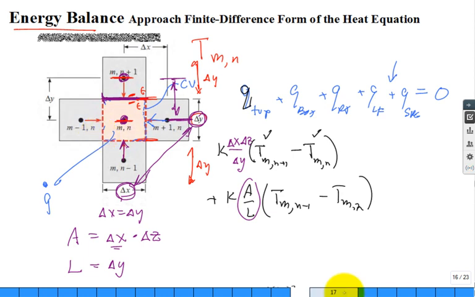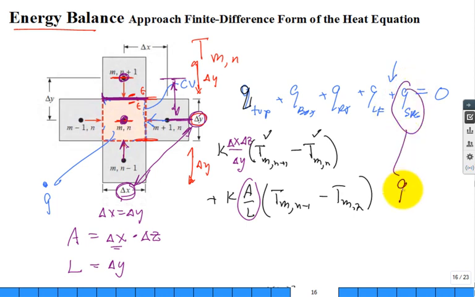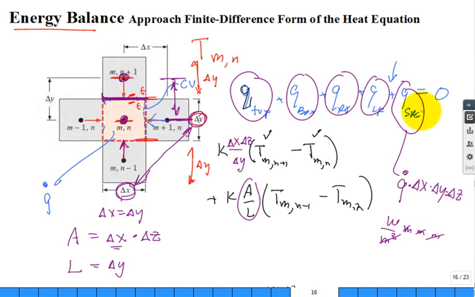All right. What is q dot source? This q source will be my q dot times delta x times delta y times delta z. Remember, this is so many watts per meter cubed. Then I have meter, meter, meter. They cancel. I get just watts. All these terms are watts in, watts in, watts in, watts in, watts in.